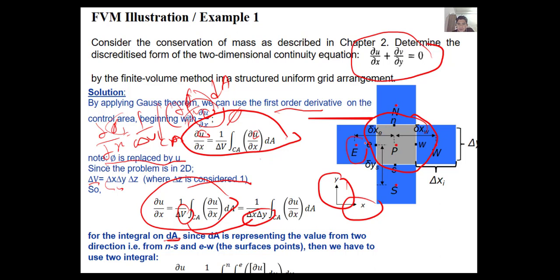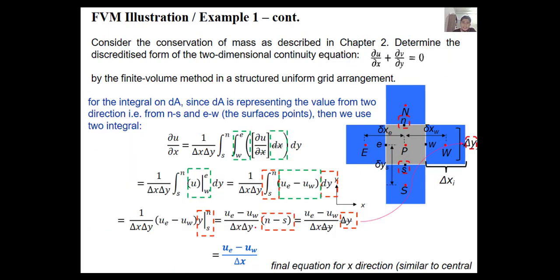So the nodes involved are east and west, in the x direction. In the y direction, the nodes involved are north and south. So that's why in this case we have to use two integrals. The first integral is from north to south, and the second integral is from east to west, on the partial u over partial x, dx and dy. Okay, so let's see together.